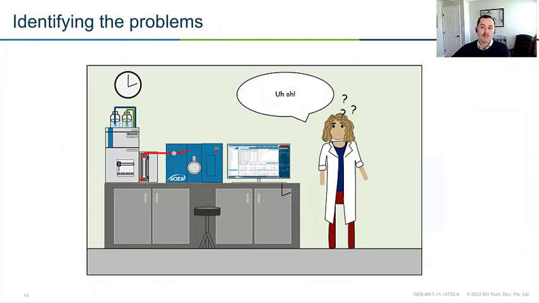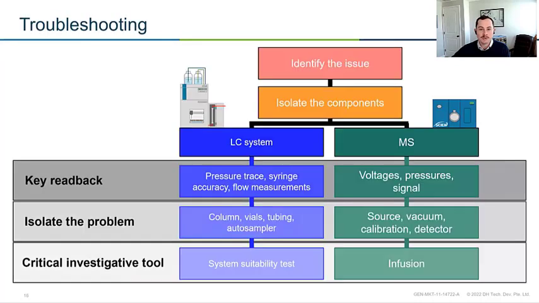But let's get into some of the problems. So we come in the lab, there's issues. When there's one issue, there's many issues. What do we do? And anytime we do any troubleshooting, we're going to want to try to isolate the issue. So figure out where the issue is coming from.